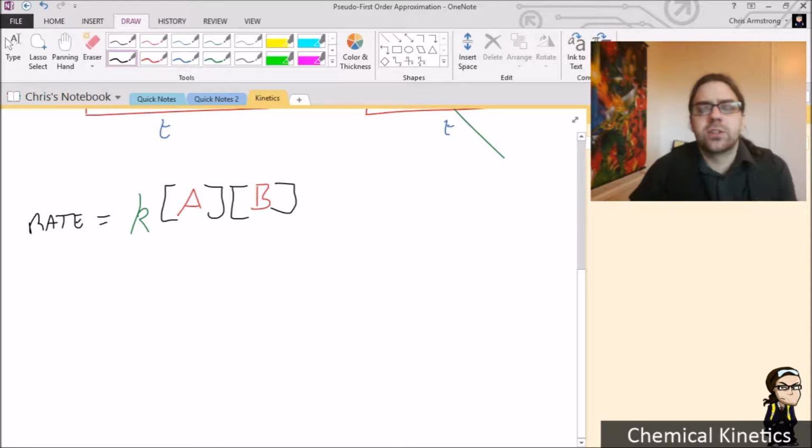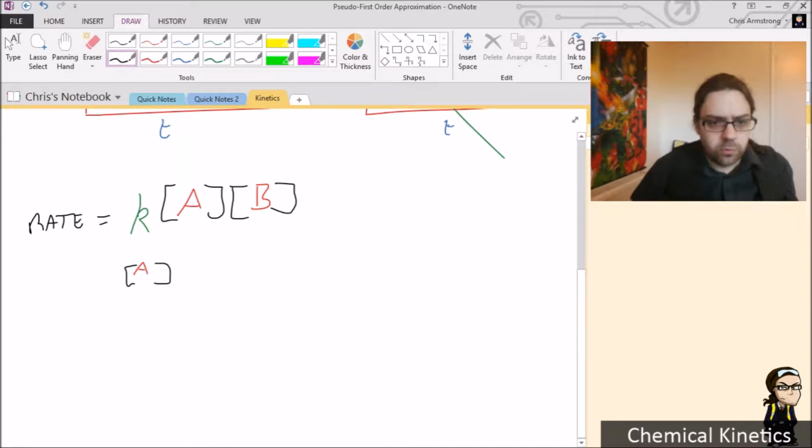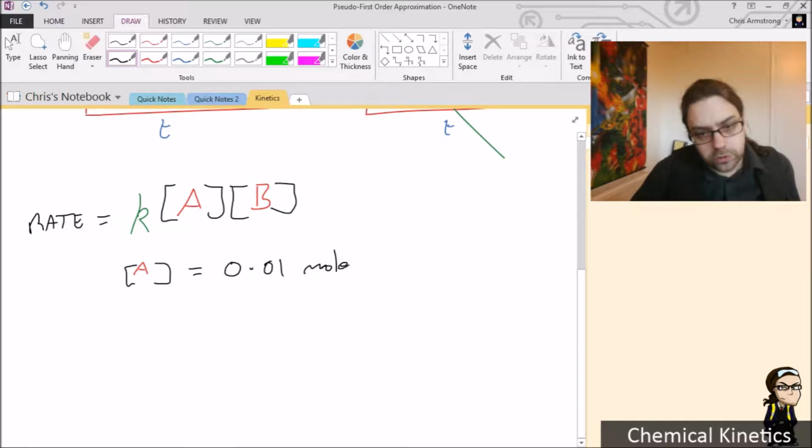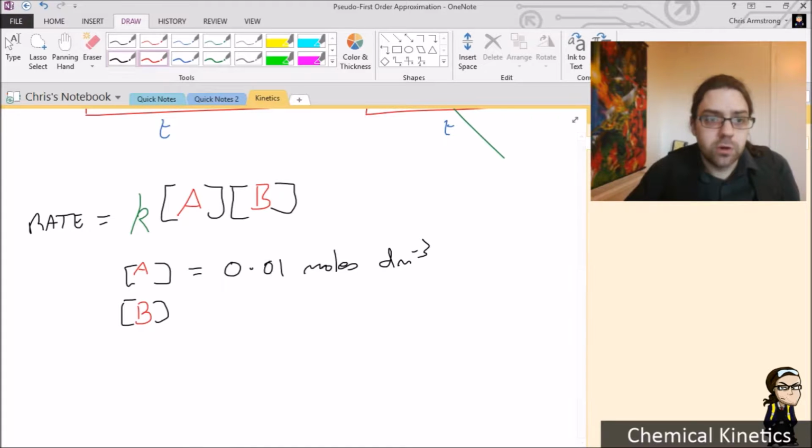However, a lot of reactions like this usually have one reagent in a vast excess. I mean, think about things that are reacting with catalysts, for instance. You might have our initial concentration of A, this is our reactant of some description, might be somewhere in the region of 0.01 moles per decimeter cubed, I should say. And B might be sodium hydroxide, it might be hydrochloric acid, it could even be water, in fact. It's quite common across various things.